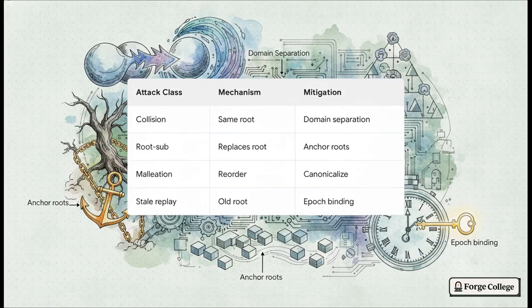For a collision attack, we fight back with domain-separated hashing. For root substitution, where they try to swap out the trusted root, we mitigate that by anchoring those roots. If they attempt proof malleation by reordering the siblings in the tree, we canonicalize the format. And for a stale root replay, where they try to pass off an old root as a new one, we lock that down with epoch binding.